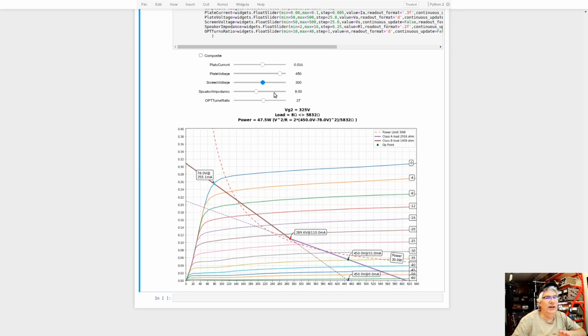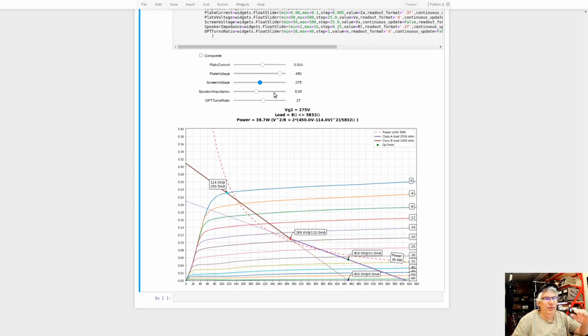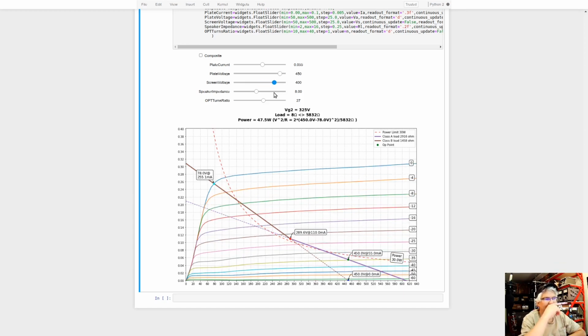Now the load line hasn't changed at all. These characteristics are changing as a function of the screen voltage, but the load line is still the same, because the load line is set by the impedance level of the speaker and the turns ratio. All right.